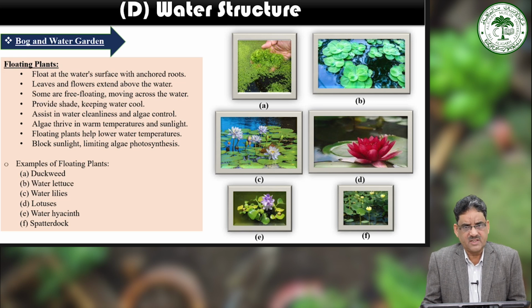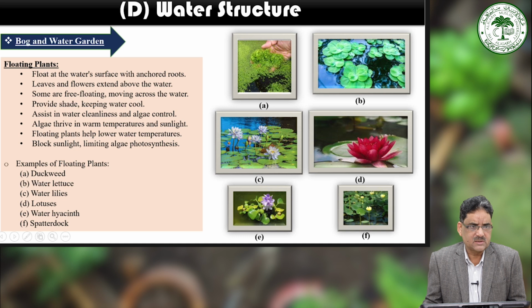The water garden features different types of plants, such as floating plants. These plants float at the top of the water surface. Their roots are anchored at the water garden's bottom, while their leaves and flowers float above the water. Some floating plants are free floating, meaning the entire plant is suspended in the water and can move freely over the water surface.